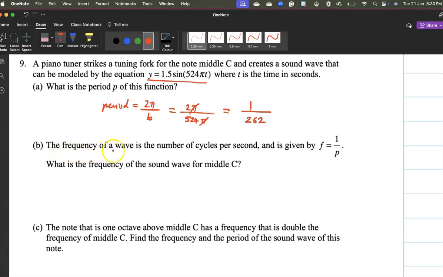The frequency f is equal to 1 upon the period, the cycles per second basically. So f is equal to 262 hertz.